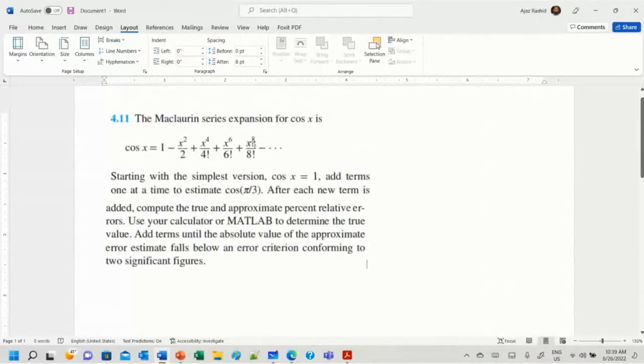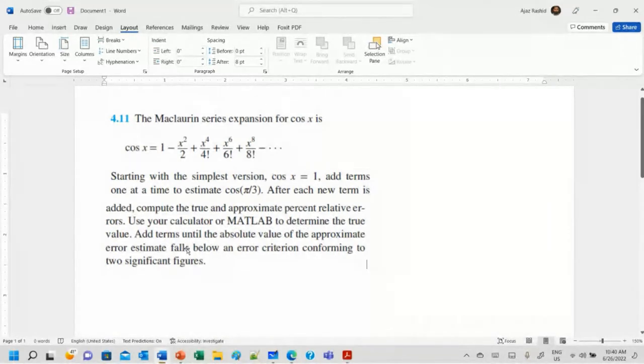Okay, it says the Maclaurin series expansion for cosine x is 1 minus x squared over 2 plus x to the 4 over 4 factorial and so on. Starting with the simplest version of cosine x equal to 1, add terms one at a time to estimate cosine of pi by 3. So x is pi by 3. After each new term is added, compute the true error and the approximate percent relative error. Use a calculator or MATLAB to find the true value.